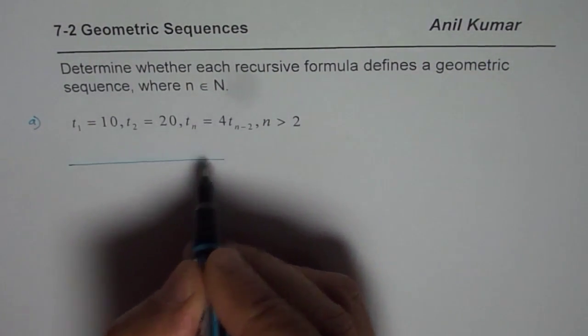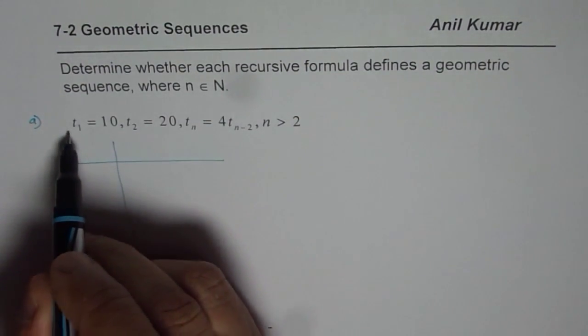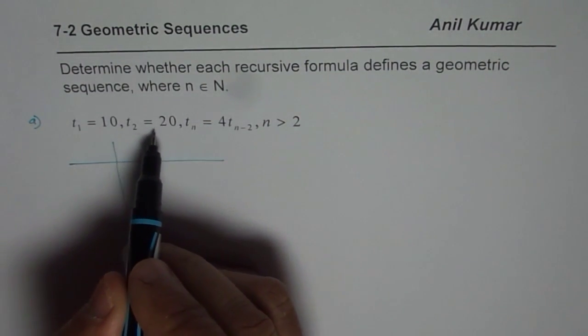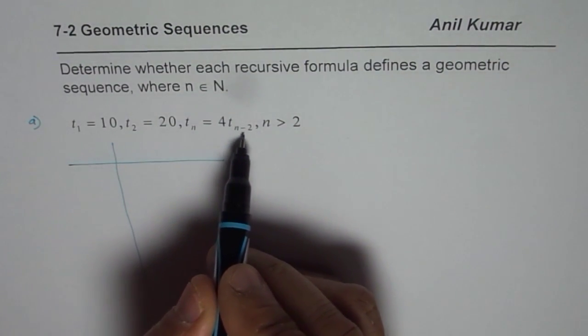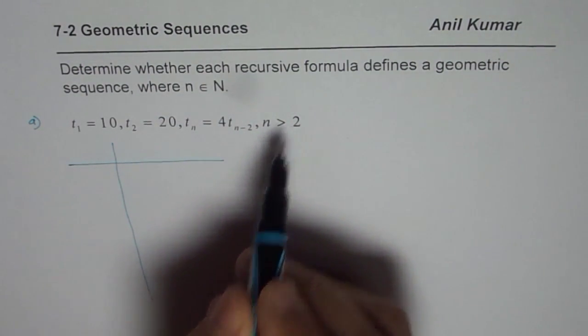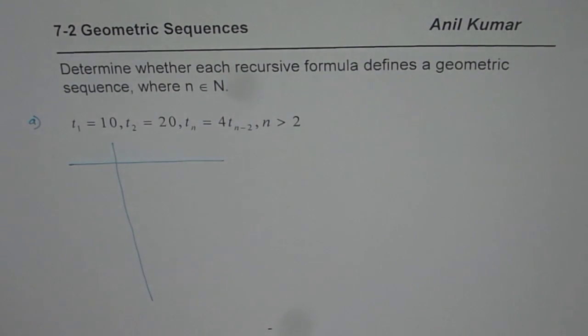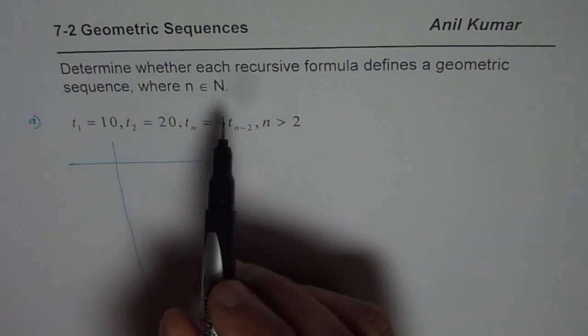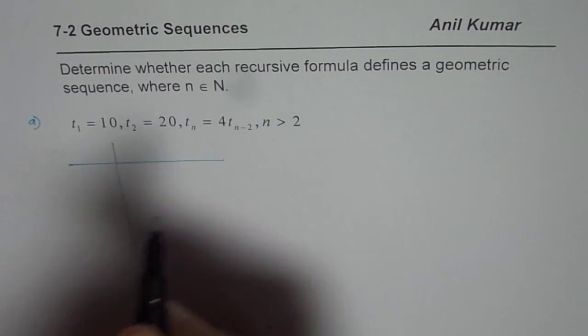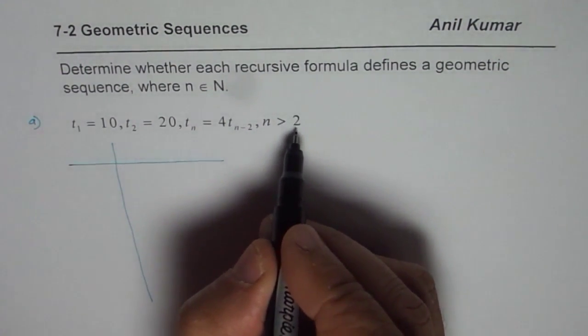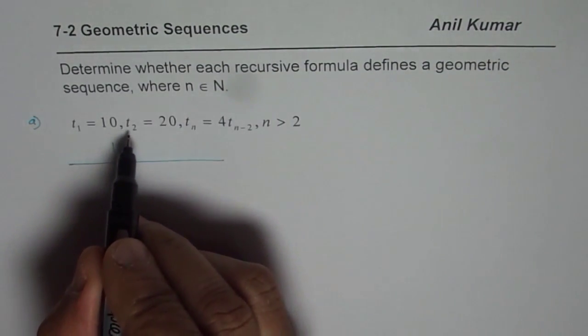What we are given here is a formula which says t of 1 equals 10, t of 2 is 20, and tn is 4 times t of n minus 2, where n is greater than 2. In every recursive formula, you have to relate the general term with the previous term. You'll notice here we are relating it with the previous-but-one, so n minus 2, and n is greater than 2 because we know t1 and t2.